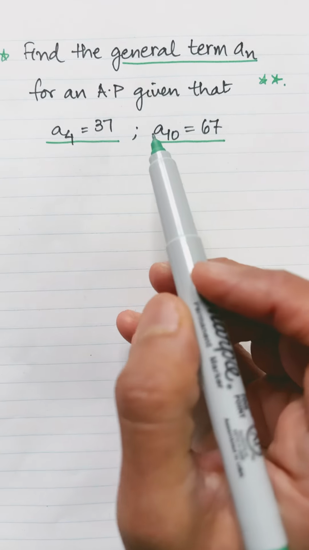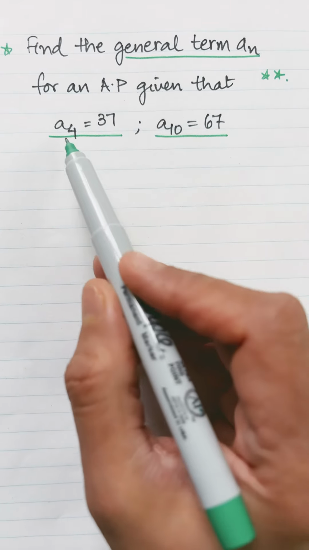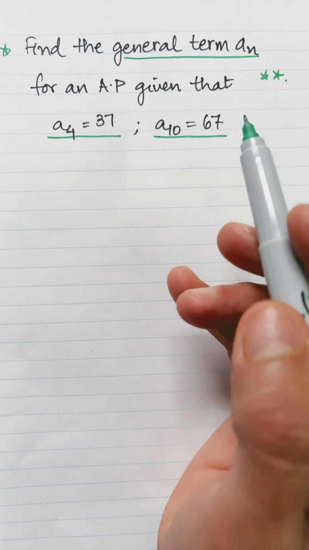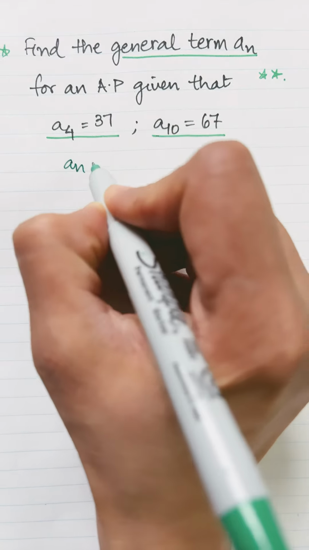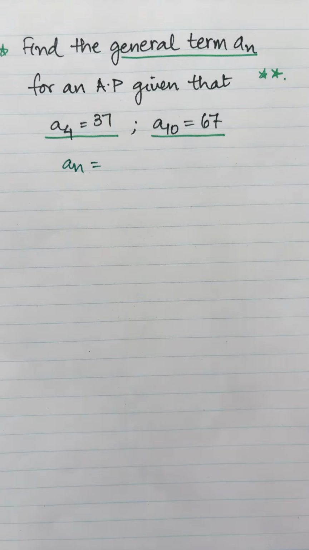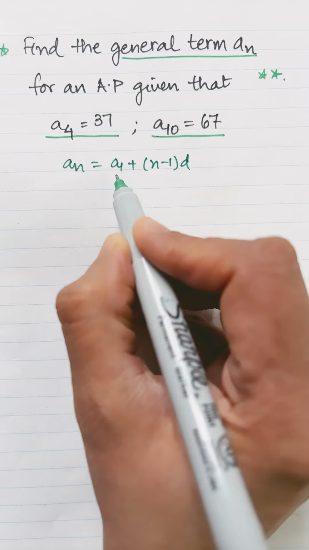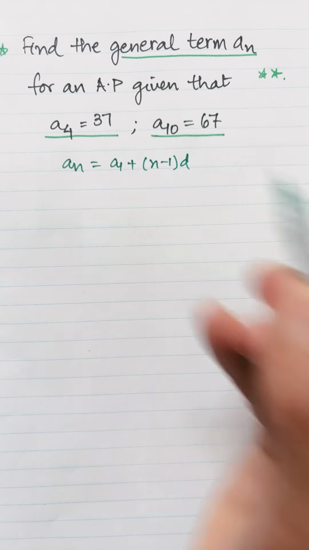Find the general term an for this arithmetic progression given that a4, which means the fourth term, is 37 and the 10th term is 67. Now, the formula for the general term for any arithmetic progression is an equals a1 plus (n minus 1)d, where a1 is the first term and d is the common difference.